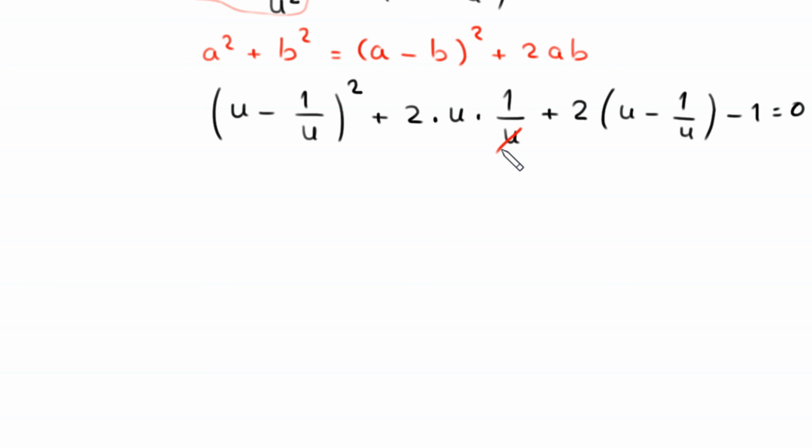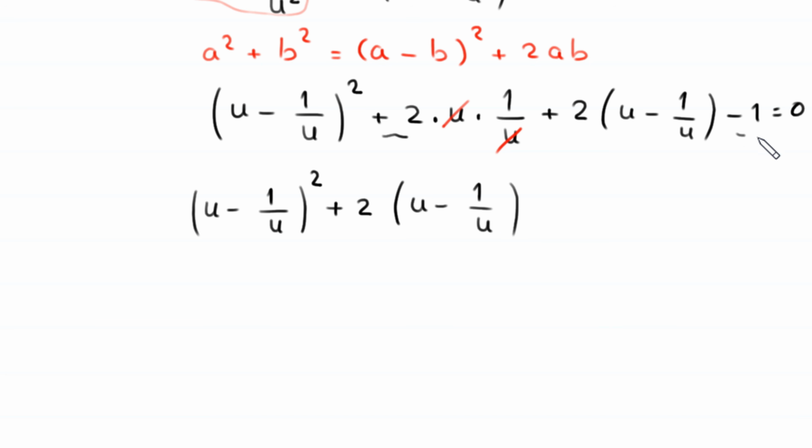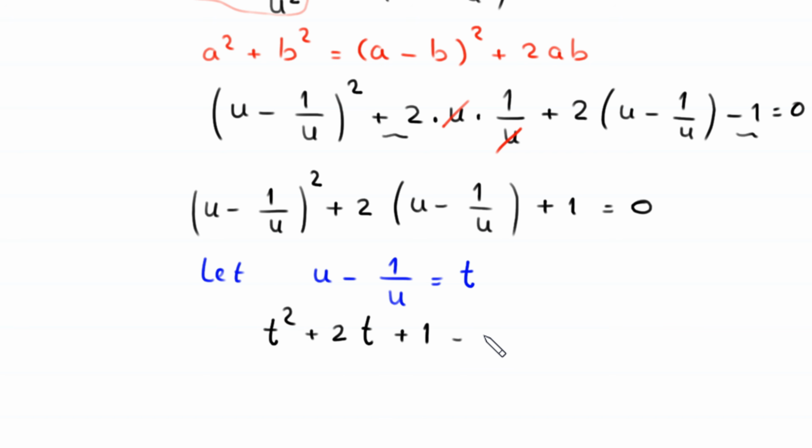Now this u will be cancelled with this u, and this will become u minus 1 over u whole squared. We write this expression first: plus 2 times u minus 1 over u, and this 2 minus 1 will become plus 1 equal to 0. And from here we suppose that let u minus 1 over u equal to t. So the equation will become t squared plus 2 times t plus 1 equal to 0.